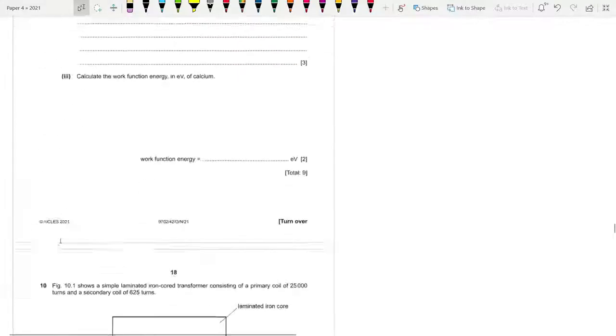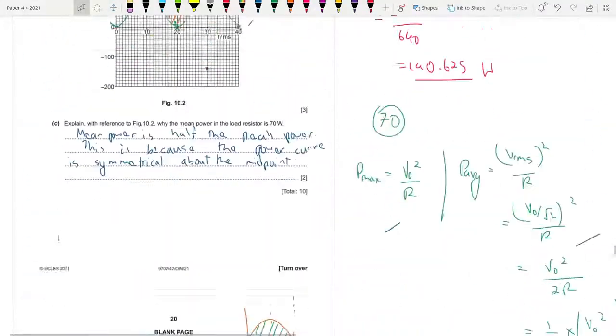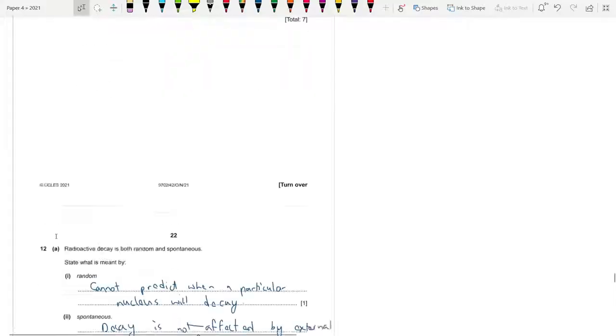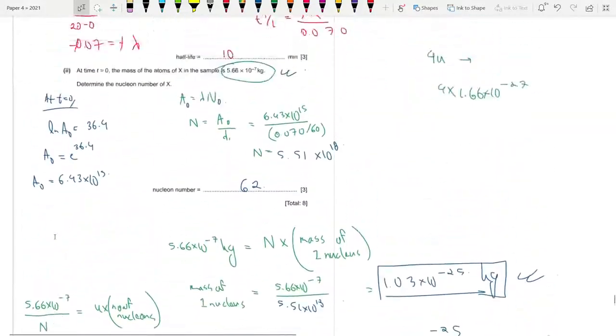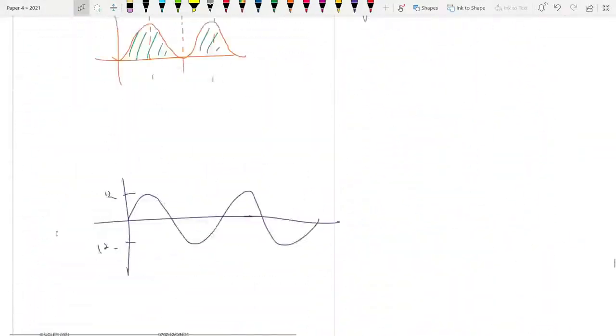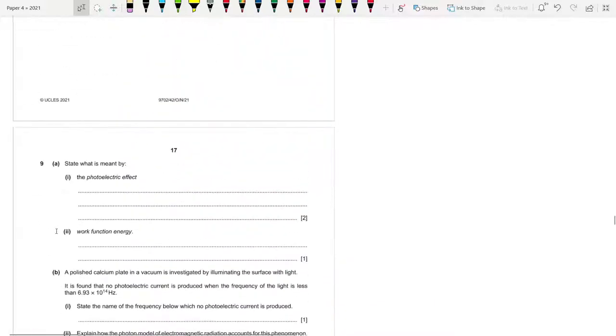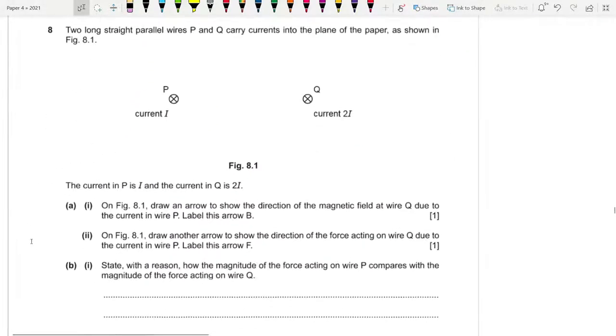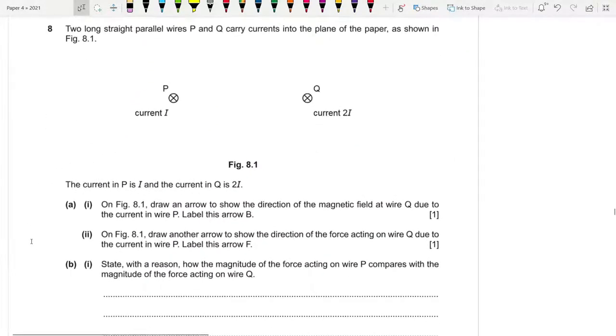So we have 8, 9, 10, 11, 12, 5 more. So let's start with 8. Two long straight parallel wires P and Q carry currents into the plane of the paper as shown in figure 8.1. The current in P is I and the current in Q is 2I.